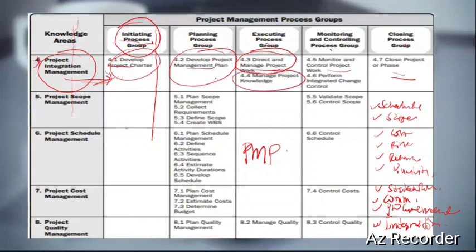This is a newbie. It's something that was added quite recently. Historically, we had 47 processes. Two of them are that one of them is the manage project knowledge. Now we start thinking, what about knowledge in the project? How do we manage it?